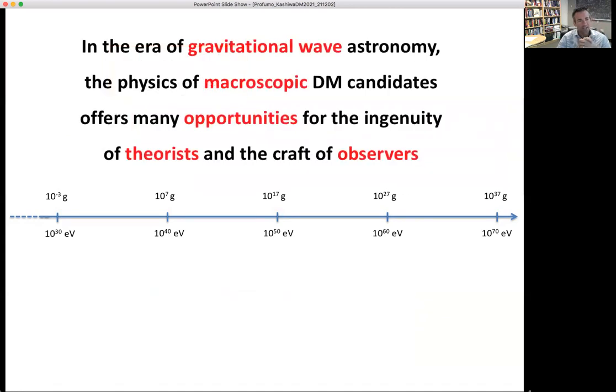To close, I'd like to state that in the era of gravitational wave astronomy, the physics of macroscopic dark matter candidates offers many opportunities for the ingenuity of theorists and the craft of observers alike. And I look forward to having a discussion with all of you on Slack.